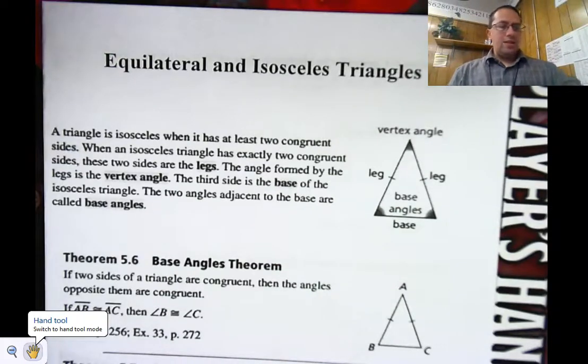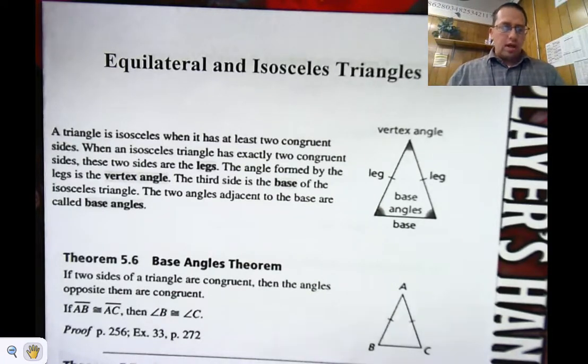Hello class, today we are looking at equilateral and isosceles triangles. Still looking at congruence and are triangles congruent and what can we do with that. Today we're specifically looking at equilateral and isosceles. And really we're more looking at isosceles than equilateral, but that's right.